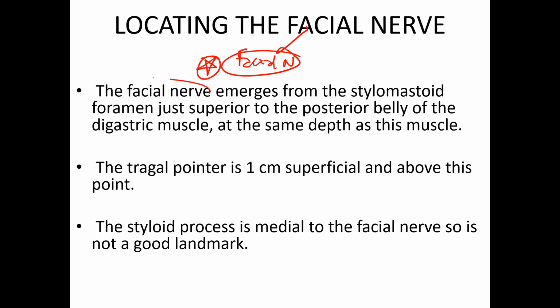Where does the facial nerve emerge from? The stylomastoid foramen. The facial nerve emerges from the stylomastoid foramen. So where is it actually? Superior to the posterior belly of the digastric muscle. Just superior to the posterior belly of the digastric muscle, PBDM, at the same depth as this muscle.